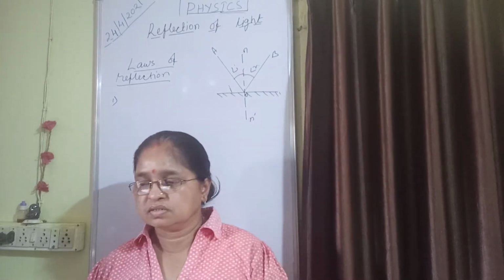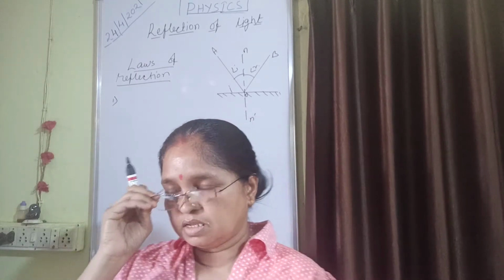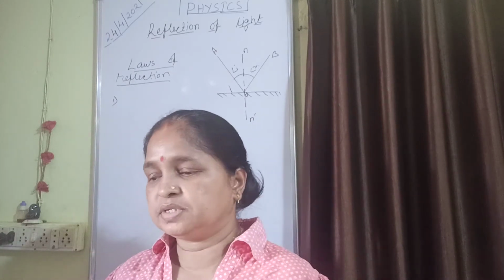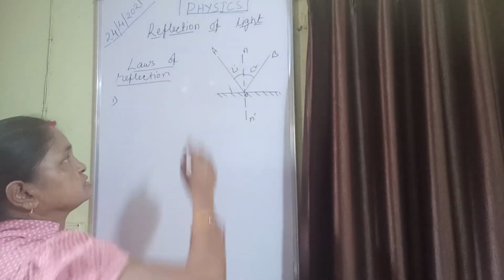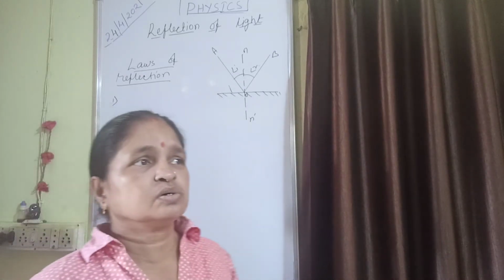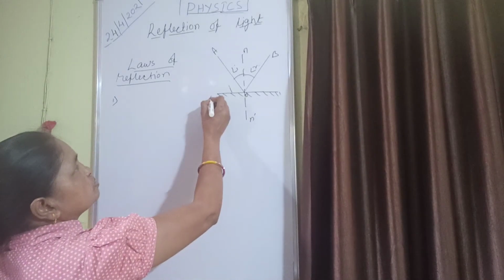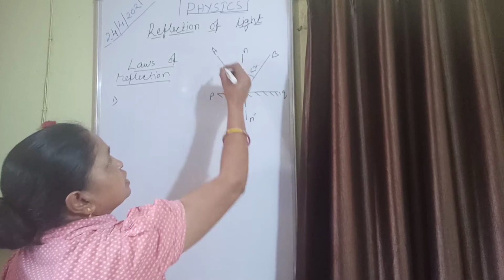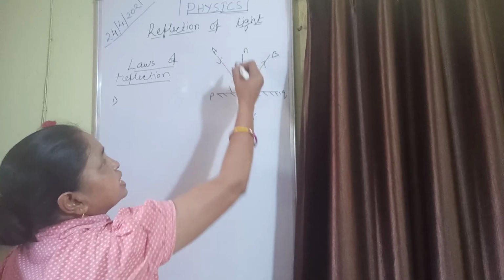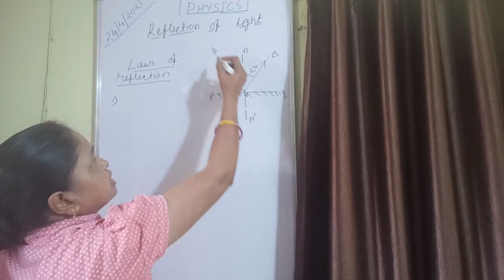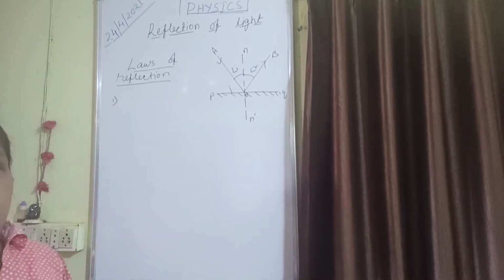Good morning, students. We have revised our chapter in the previous class, and in this class we will proceed with our chapter, reflection of light. This is also a very brief revision. See here, I have shown mirror PQ, AO incident ray, OB reflected ray, N dash normal, AON angle I, NOB angle R, that we have revised.